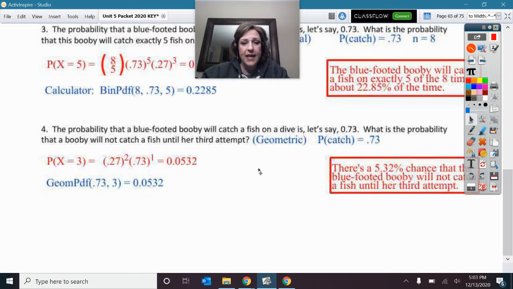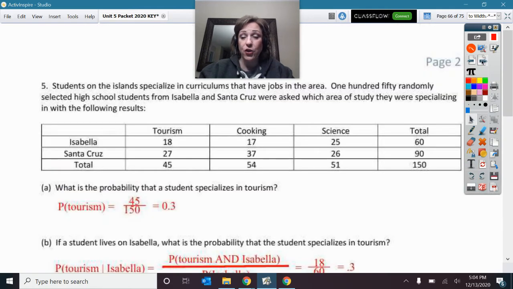All right, here we have this situation, same idea. However, they want to say that this blue-footed booby does not catch a fish until her third attempt. So that's not a success, and then a success. So that is a geometric situation. You could just multiply that out in your calculator, or if you wanted the shortcut way, we want 0.73 to occur on the third success right there. So 5.32% chance of her success on the third.